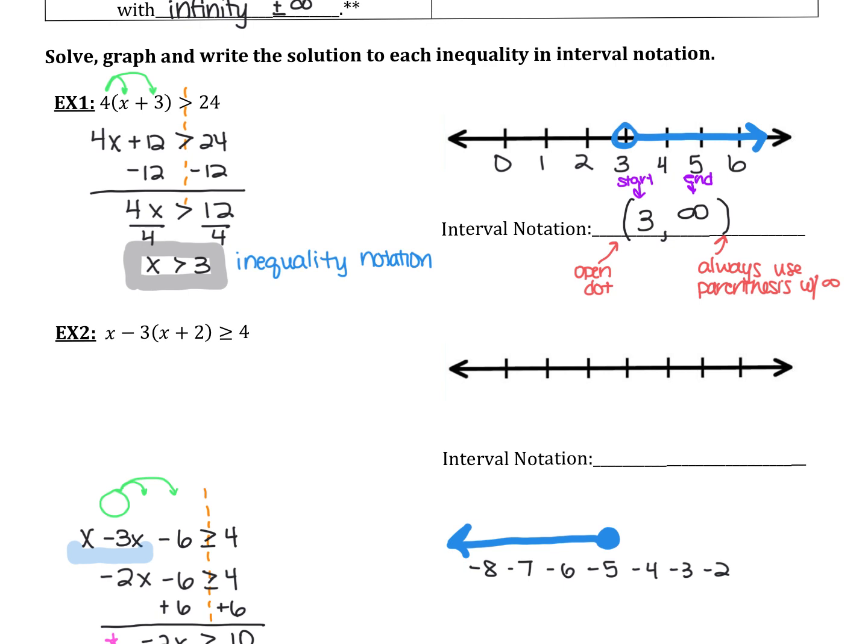Then the highest number that I can get is -5. But because -5 has a closed dot, I'm going to have a bracket. So I have a bracket around -5 and a parenthesis around negative infinity. And it goes from lowest number I can get, to the highest number I can get.